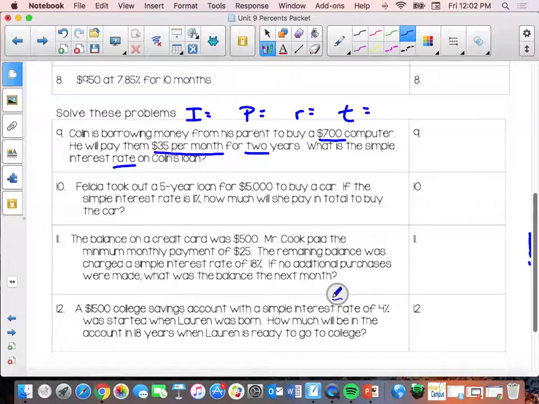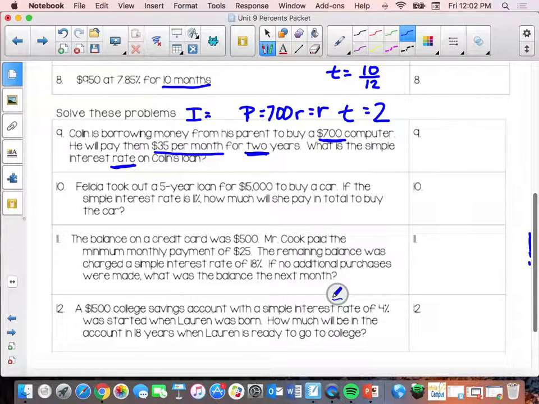If I know the interest, then I'm going to write that down. But does it give it to us? Nope. Do I know the principal? $700 computer, so yes, I know the principal. The rate, I don't know, so we're just going to call it R because I don't know that number. And T is 2, and it's in years, so that's a bonus. If I look above at this problem, 10 months, my T is going to be 10 out of 12 months in a year. So it's going to be a decimal, or you could leave it as a fraction.